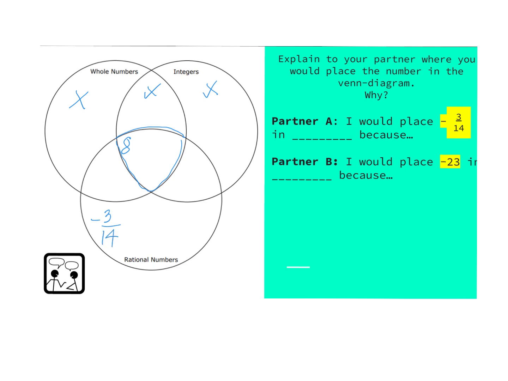And what about negative 23? Well, the best place for negative 23 would be in the integers. It's not a whole number because it's negative, so it has to be outside of the whole numbers, but it's still rational. So it has to be in this spot right here, where it's the intersection of the rational numbers and integers. And that's how you would use this kind of Venn diagram.